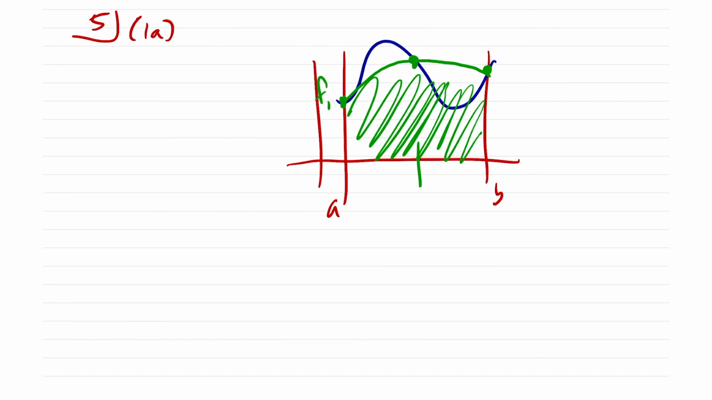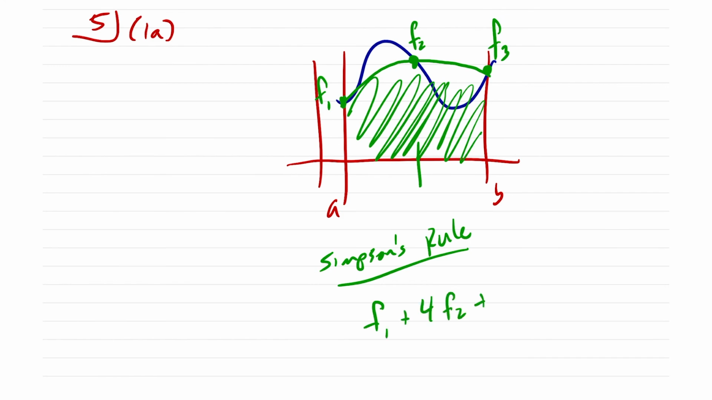If we call these f1, f2, and f3, then Simpson's rule is going to be f1 plus 4f2 plus f3, and then we multiply it times (b minus a) divided by 3.